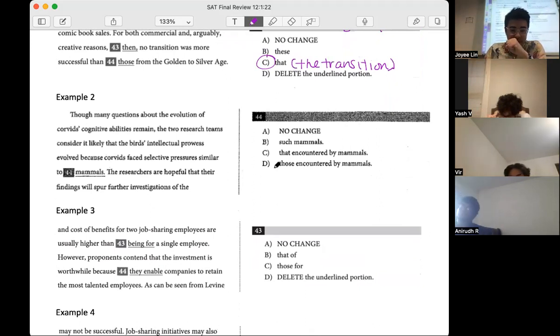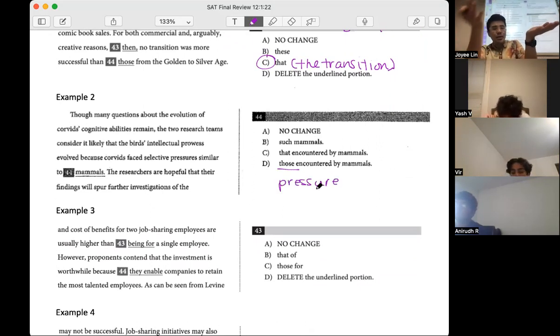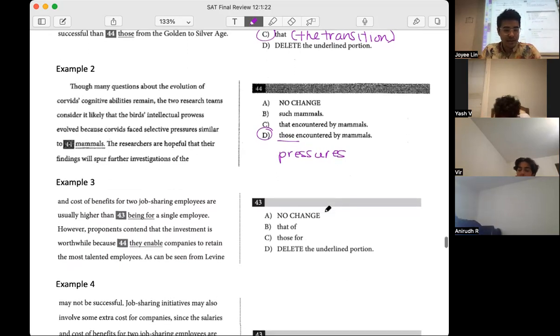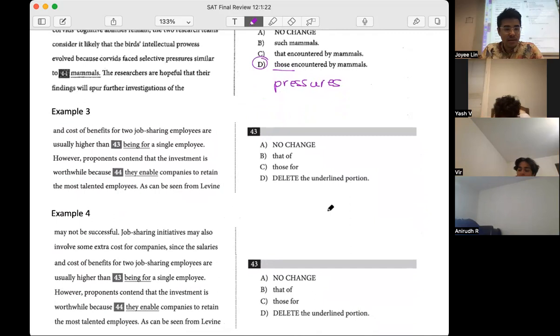What are those? Pressures, right? And it makes sense: they face pressures, the other ones faced pressures. So then it is D, right? Plural is a logical comparison. Okay, 43 then.